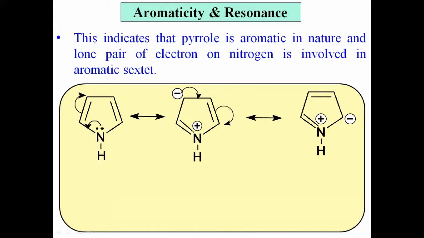Now what should be the next step? Again this negative charge, meaning the electron pair, forms a pi bond between these two atoms. Therefore the next pi bond breaks and this electron pair goes on the next atom. We get another resonating structure. Here this is the new pi bond, and this pi bond breaks and the electron pair goes on the next atom. Therefore this carbon acquires a negative charge. We get another resonating structure for pyrrole.